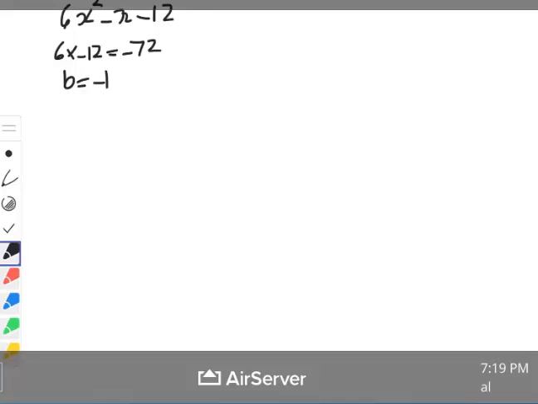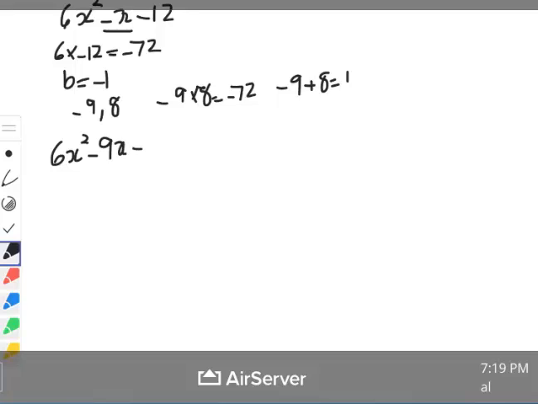Now we are going to try to find two numbers. The product is negative 72 and the sum is negative 1. Those two numbers are negative 9 and 8, because negative 9 times 8 is negative 72 and negative 9 plus 8 is negative 1. So I can decompose the middle term, which is negative x, to negative 9x plus 8x. So I'm going to write it as 6x squared minus 9x plus 8x minus 12.